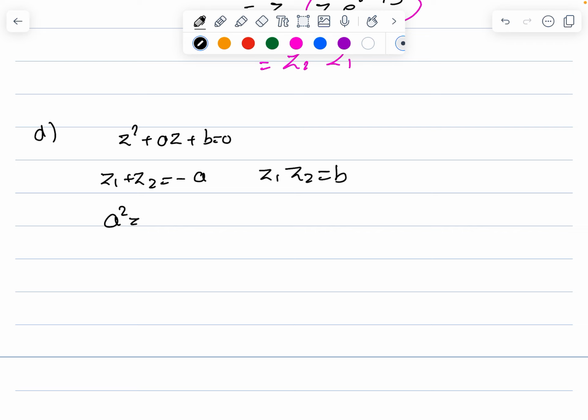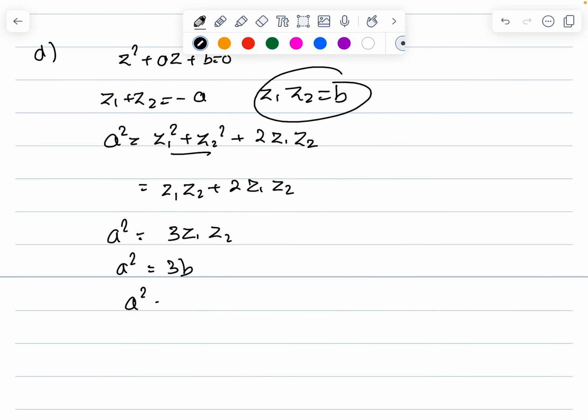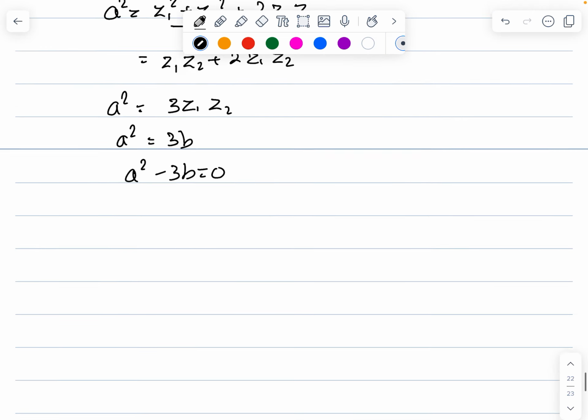Squaring on both sides, a square equals z1 square plus z2 square plus 2 z1 z2. But z1 square plus z2 square is nothing but what? z1 z2 plus 2 z1 z2. So a square equals 3 z1 z2. But what is z1 z2? z1 z2 is b. So a square equals 3b. a square minus 3b equals 0.